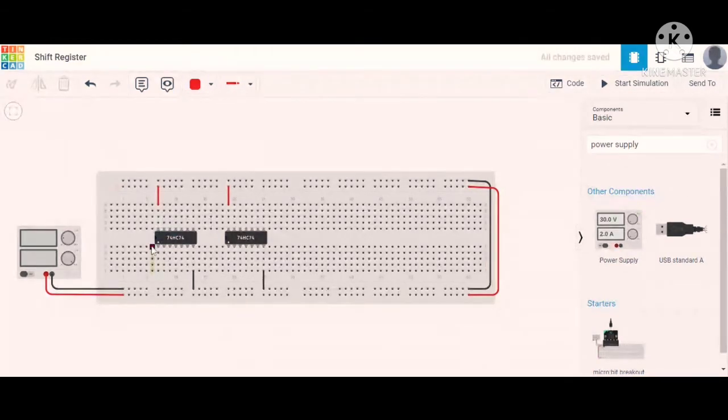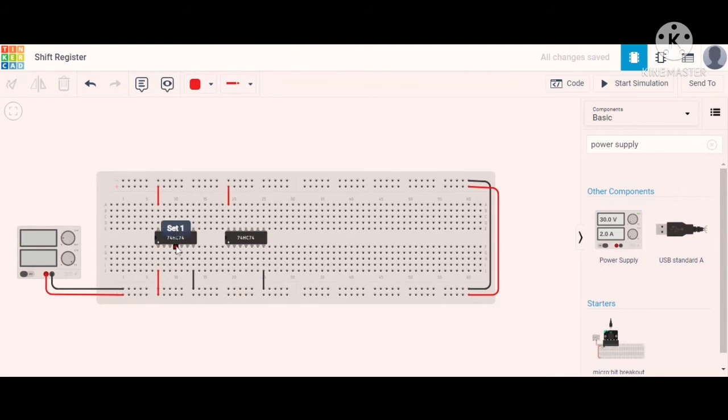As these are internally connected to each other, the reset of flip flop 1 and the reset of the other flip flop are internally connected like this. After that we connect a wire and connect that wire to the power supply in this manner. And after that, now this one is the set one.